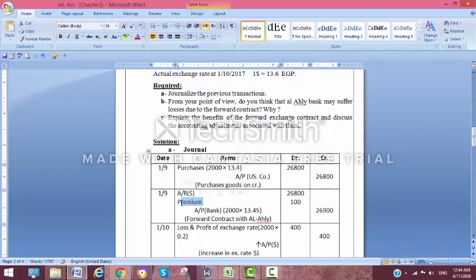The premium, the difference between them, is the benefit of the bank. That means this is the premium, the difference between them, the 100. The explanation: forward contract with the Ahli Bank.